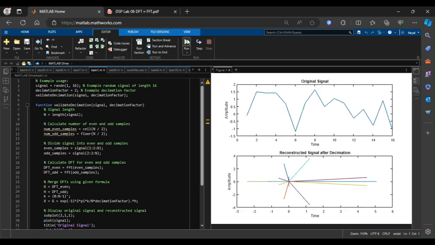as shown. So in this code, here is the output. In this code, we basically define a MATLAB function named validate decimation, which takes two inputs, the signal and the decimation factor. And then we'll have the even and odd sample calculations.